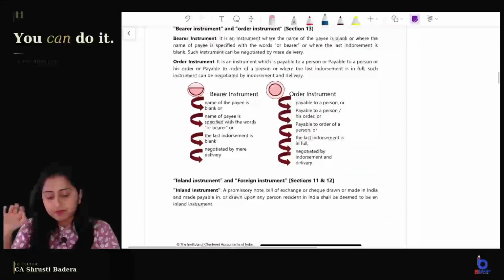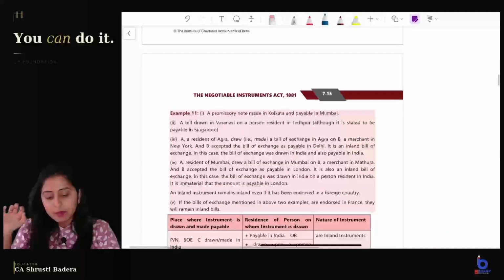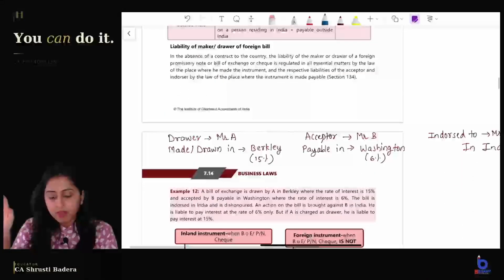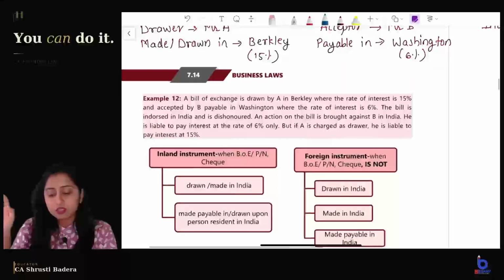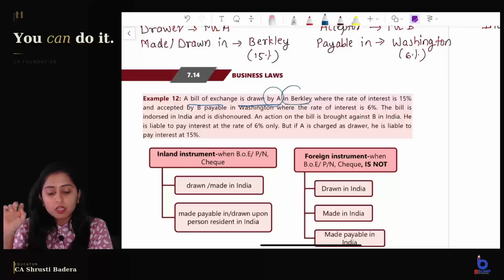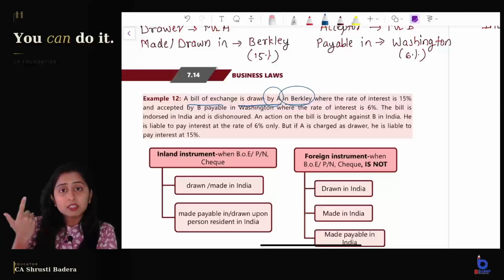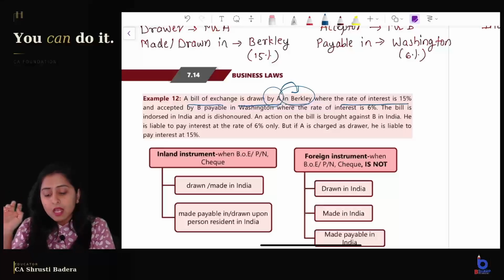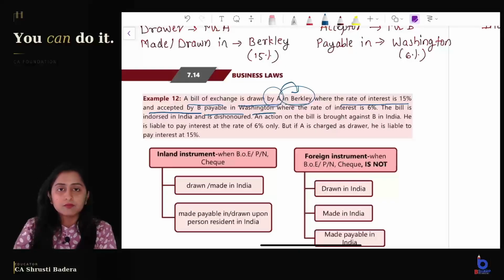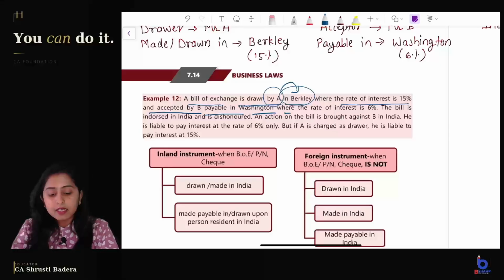Let us look at an example and you will be able to solve the question if it comes in the exam. We have cleared the concept, but once you look at these examples, it will be very easy for you in the exam. It will hardly take 5 to 10 minutes of yours. Now this example: a bill of exchange is drawn by A in Berkeley. So the drawer is Mr. A, it is drawn outside India. So the first condition is itself not satisfied, it becomes a foreign instrument. Rate of interest here is 15%. Accepted by B, so the acceptor is an outside person. Payable in Washington, also outside India, where the rate of interest is 6%. Now the bill is endorsed by Mr. B in India and it is dishonored.